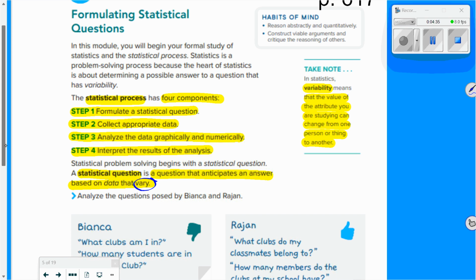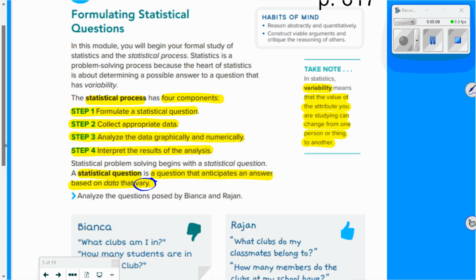Now, if I change it and say, what is the average height of a 6th grader? Is that going to change? If I measure all of you, are you all going to have the same height? No. So the fact that I'm asking about the average height, that is going to change based on the data I collect. We'll talk about that in just a little bit. The data varies because I have now moved from one person, which is not going to vary, to the sixth grader.